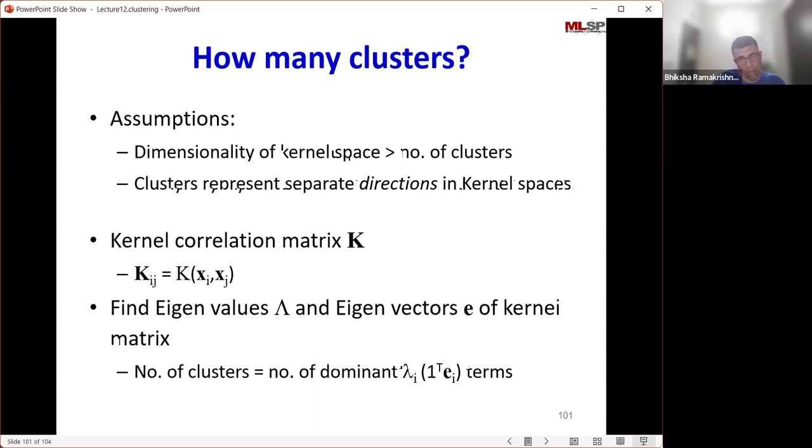So there are some assumptions in all of this. Firstly, that the dimensionality of the kernel space, which is the high dimensional space, is more than the number of clusters. Yes, Abhishek?